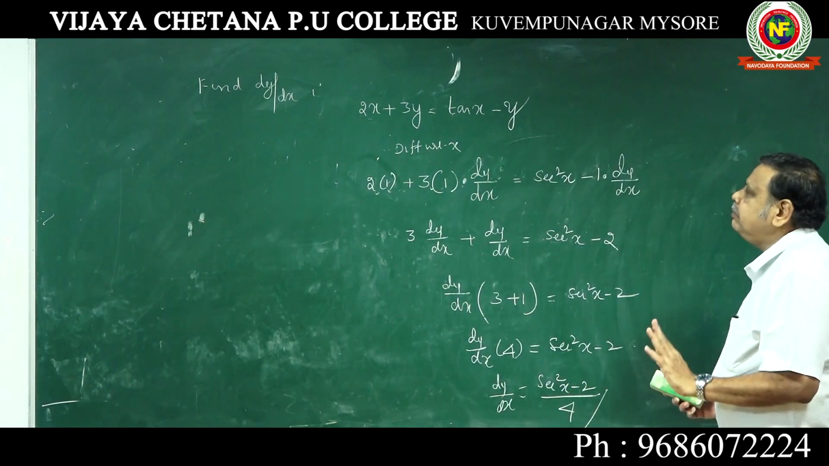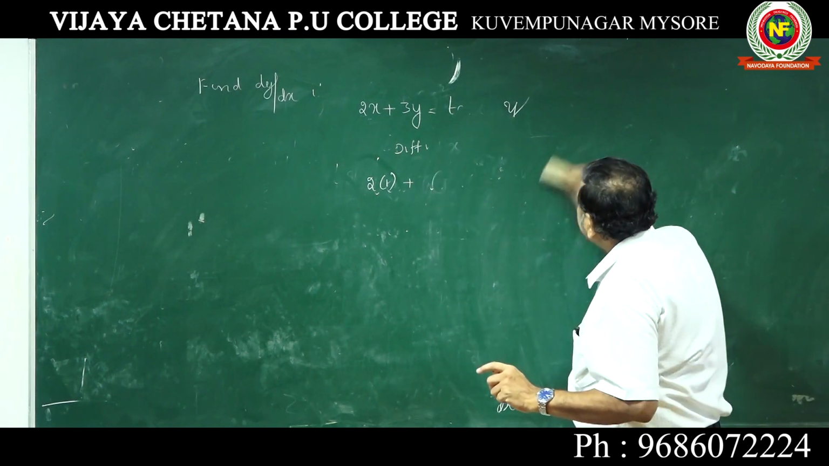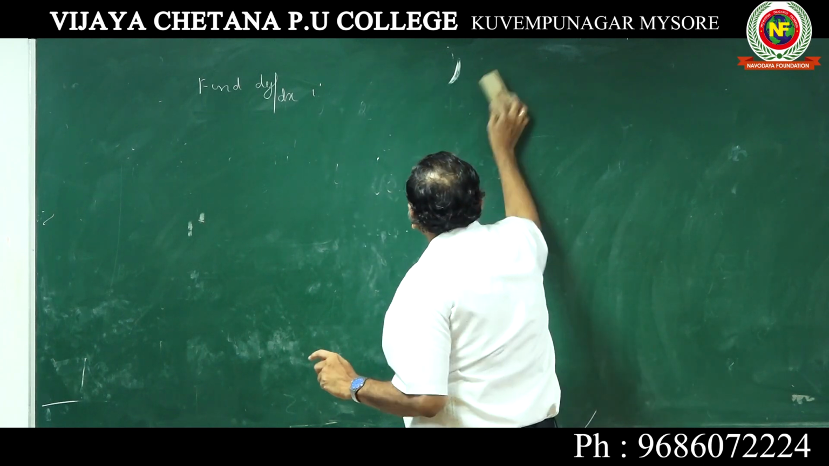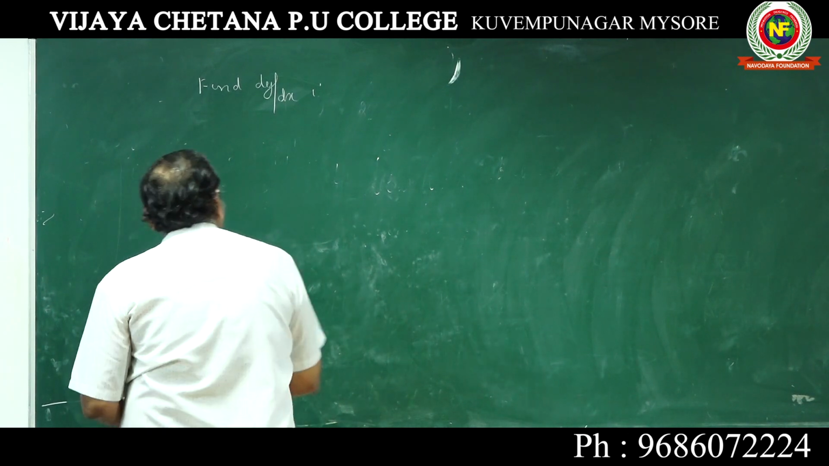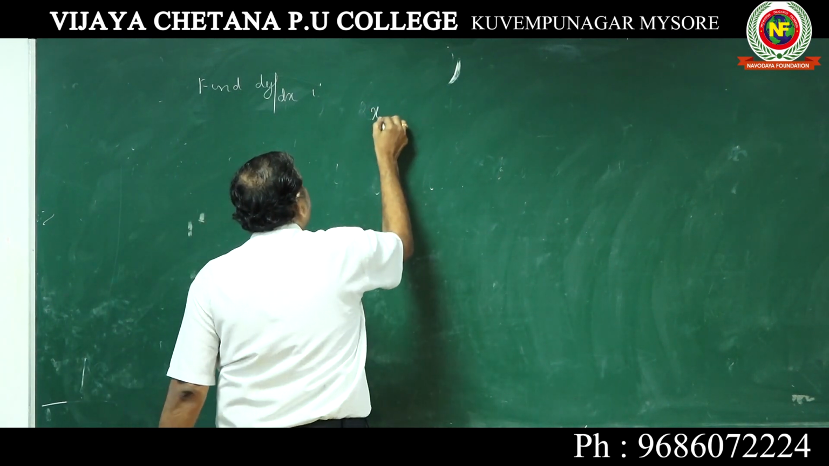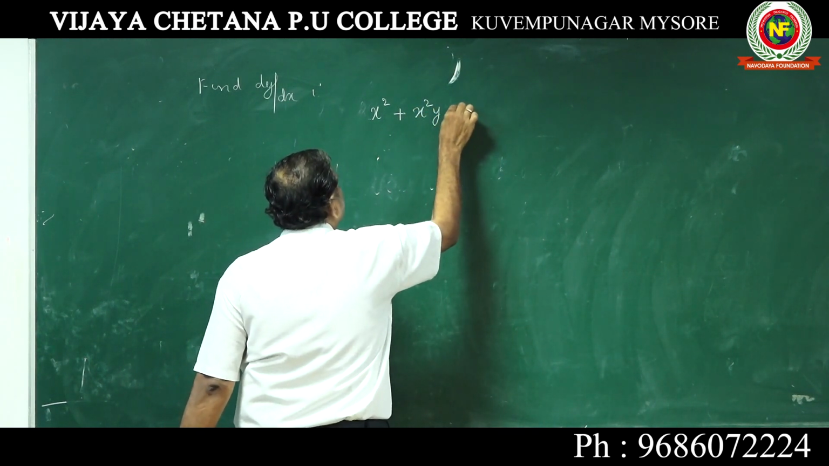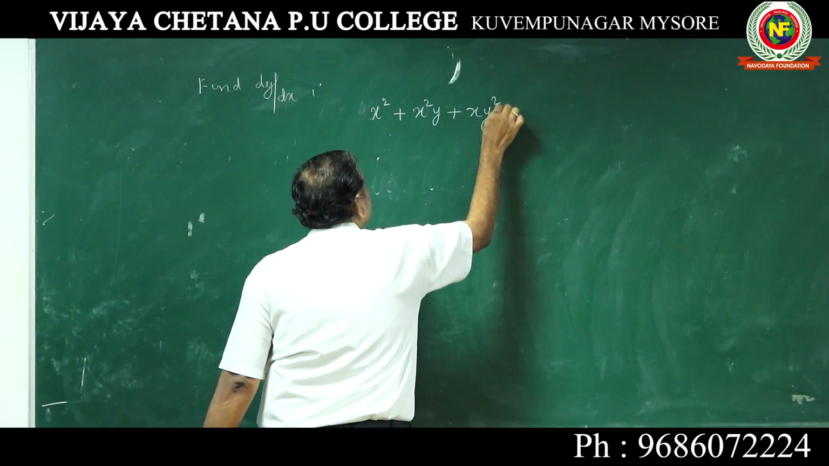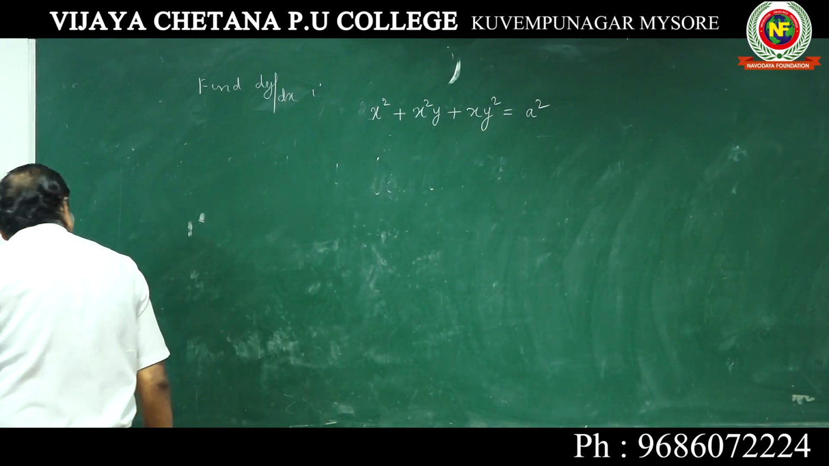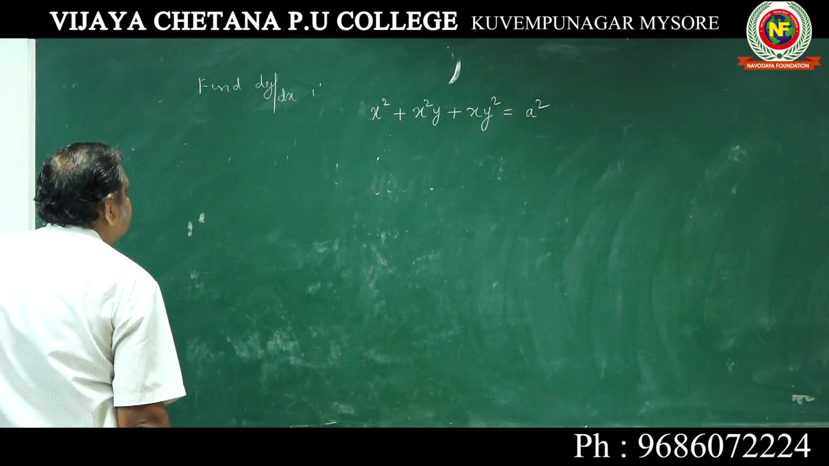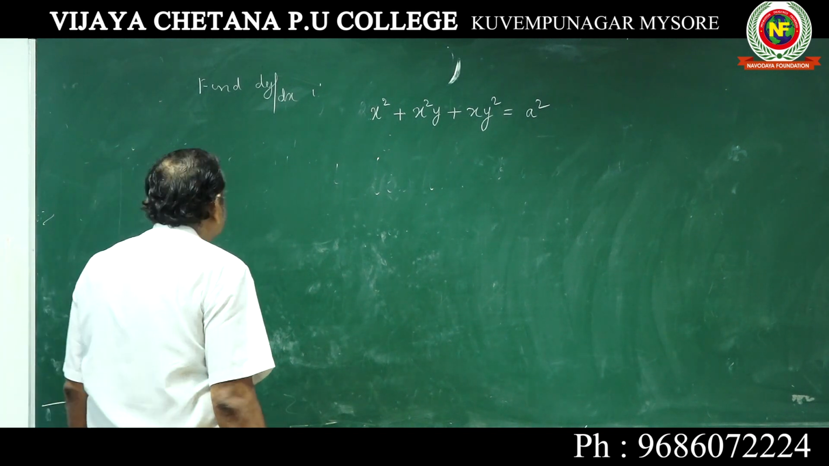One more problem we will do on this, and then we will go to inverse trigonometric function. Take this an important problem. X square plus x square y plus xy square is equal to a square. This is an important problem. Differentiate x square plus x square y plus xy square equal to a square.